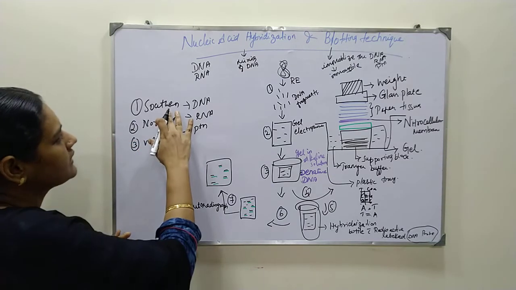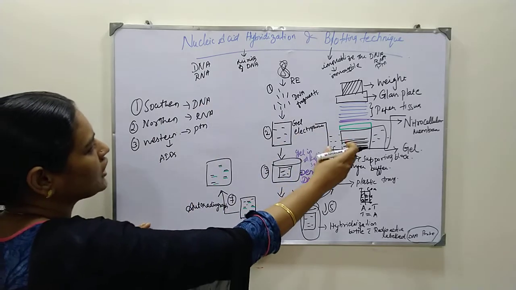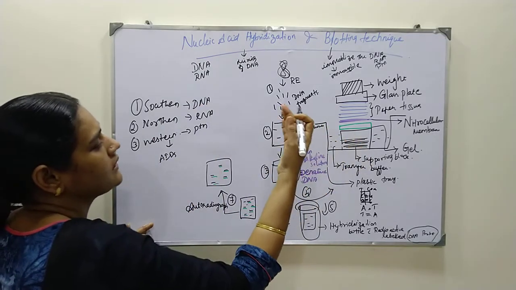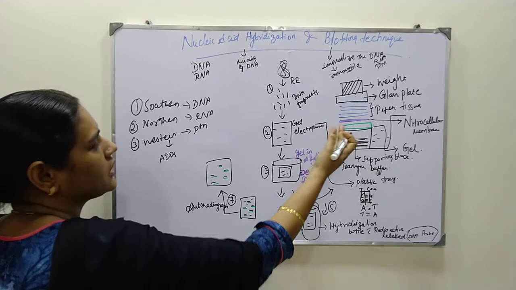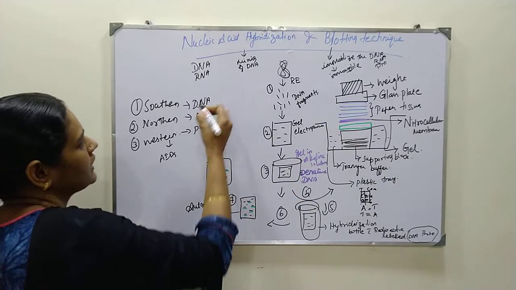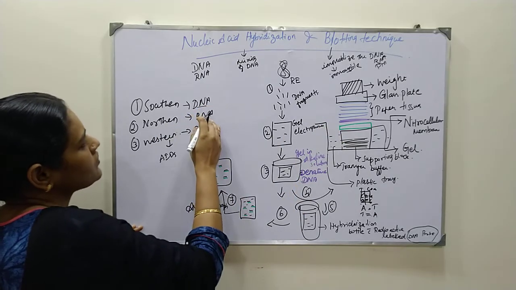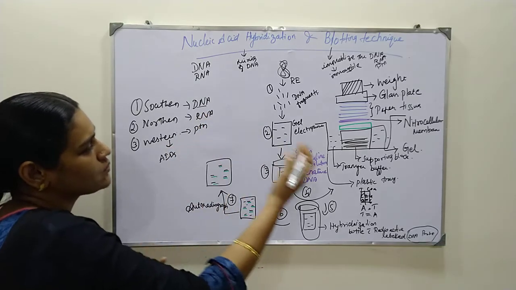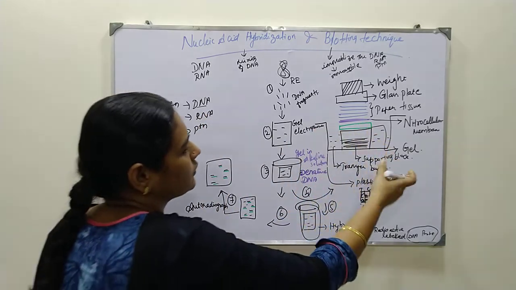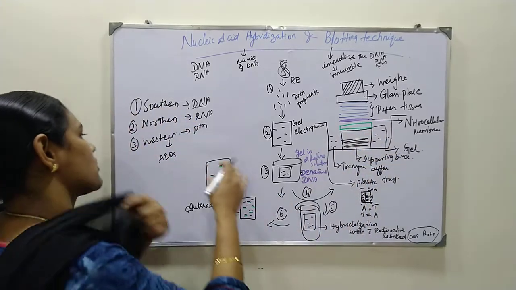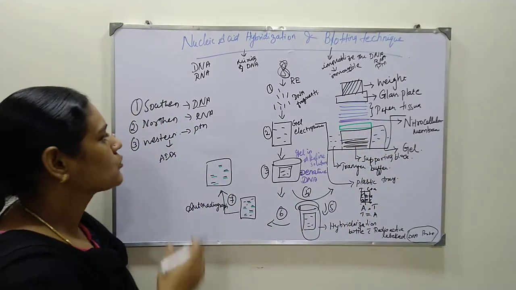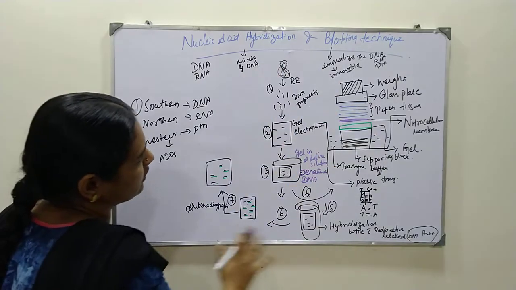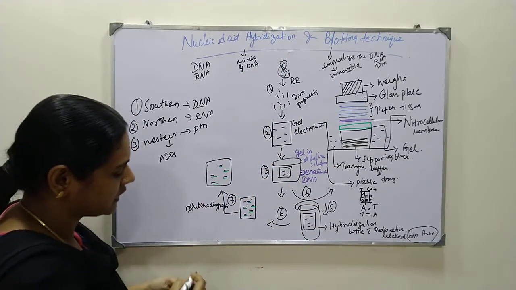In the southern technique we transfer the gel to separate the DNA. In the northern technique, we transfer the gel to separate the RNA. And in the western technique, we transfer the gel to the blotting apparatus to separate the protein. Okay, I have explained the southern blotting here, because in this we are separating the DNA.